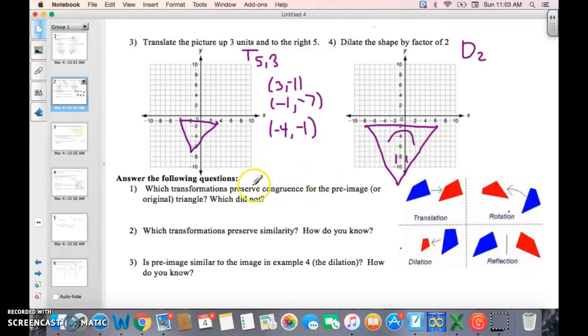Now, which transformations preserve congruence for the pre-image? Well, that's what we talked about: the translation, the rotation, and the reflection. Which preserves similarity? Well, all of them, but the dilation is the one we're looking for. And you know that the dilation is similar in example 4 because we just proved, using this side because it's the easiest one because it's straight across, it had a scale factor of 2. And if you did the distance formula to find the length of these sides as well, you would notice that they all have a scale factor of 2 as well.